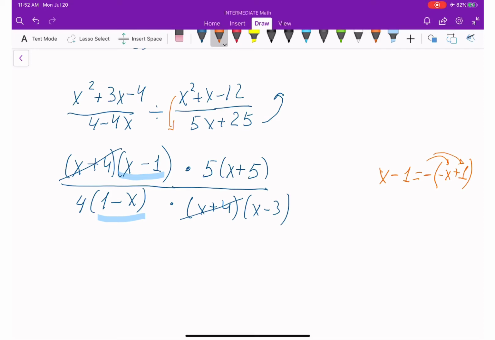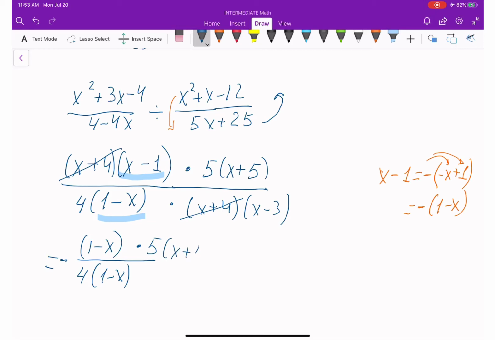Okay, and this I can rewrite in the format as 1 minus x. Put first positive and then negative. Okay, so that's exactly what I'm going to do. And that is equal negative 1 minus x. Here at the bottom 4 times 1 minus x times 5 times x plus 5 and x minus 3. Okay, 1 minus x is gone.